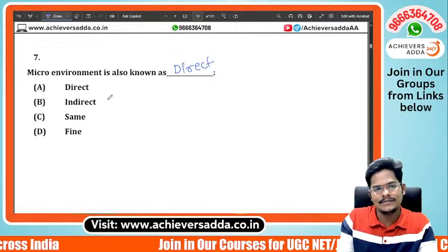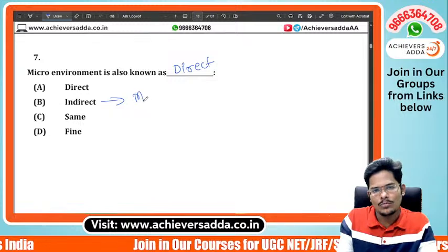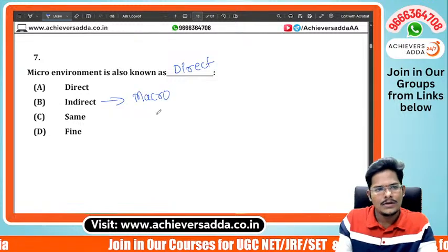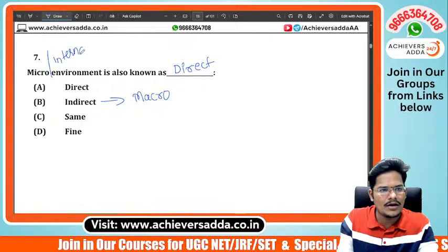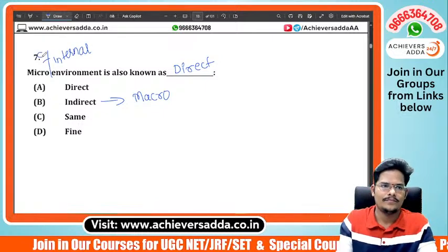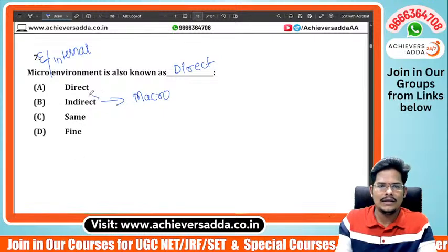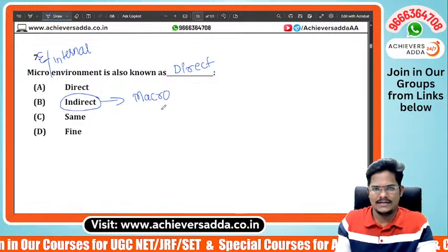Which one is indirect? Macro. See, not only micro, even micro as well as internal environment, both are direct. And here, macro environment is indirect.